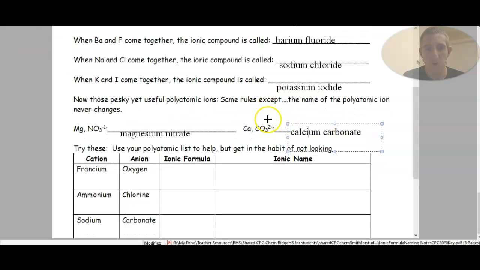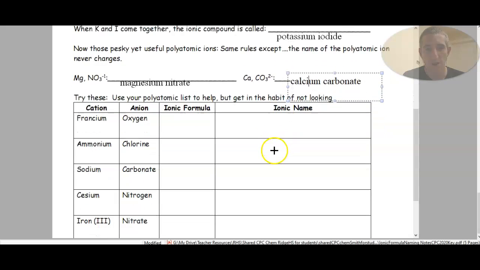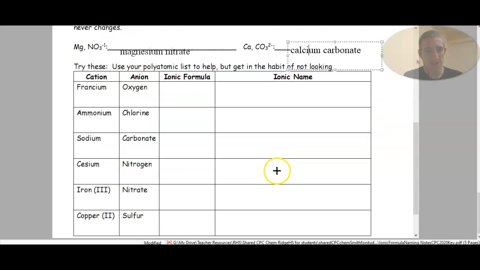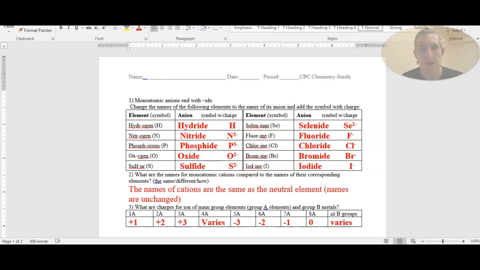So we have a few down here to try, and the end game here is to be able to take cations and anions, and you give us the formula and give us the ionic name. All right, so here is a list of how all of the nonmetals become anions.